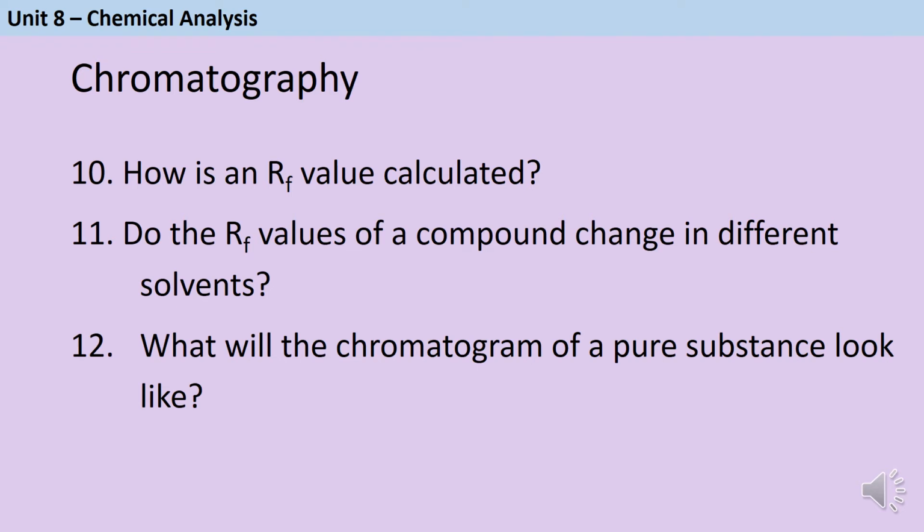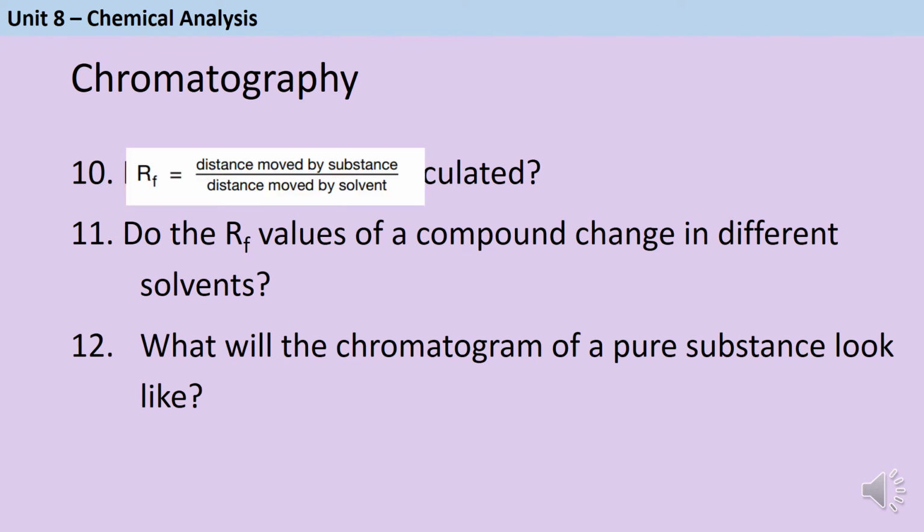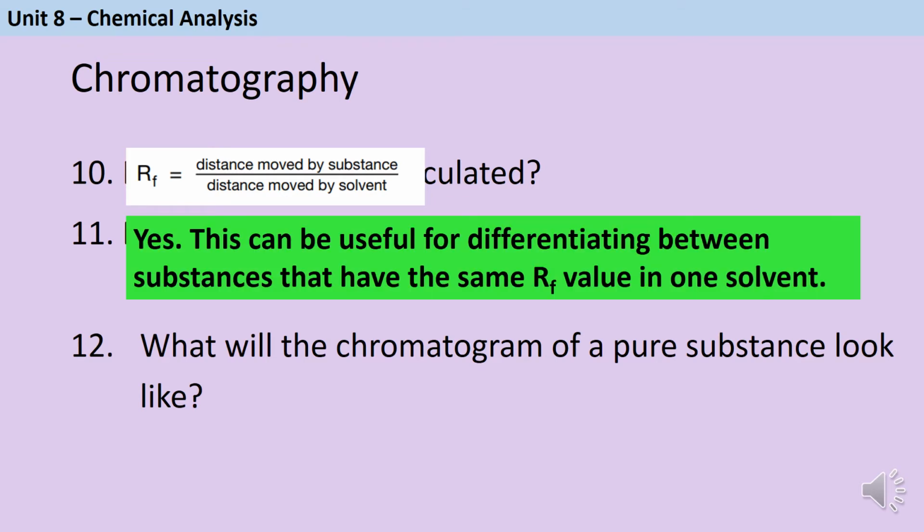An RF value is calculated by using the distance moved by the substance and dividing it by the distance moved by the solvent. This means that it's always going to be a value between 0 and 1, because there's no way that the substance can have gone further than the solvent has. When you do a chromatogram in different solvents, you're going to have different RF values. And this can be really useful if you've got 2 substances that have the same RF value in one solvent, because in a different solvent, they'll probably have slightly different solubility and they'll probably have slightly different RF values. A pure substance on a chromatogram will just show up as a single spot.